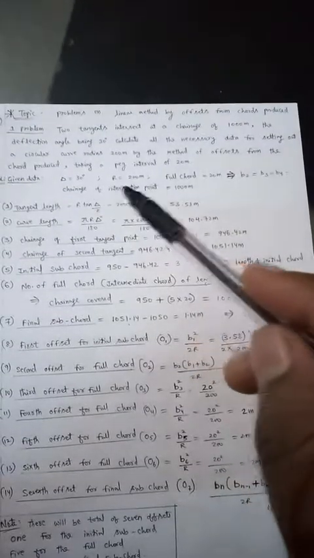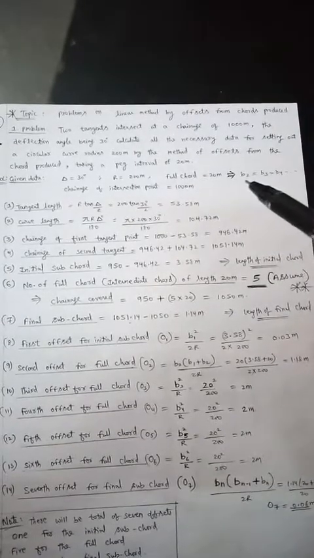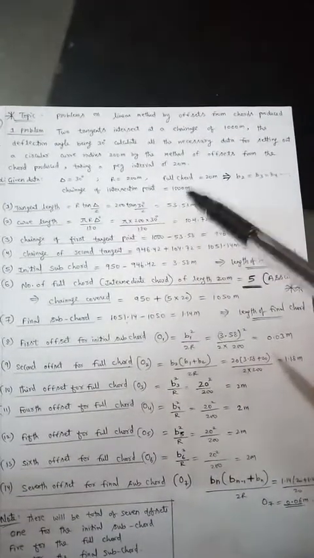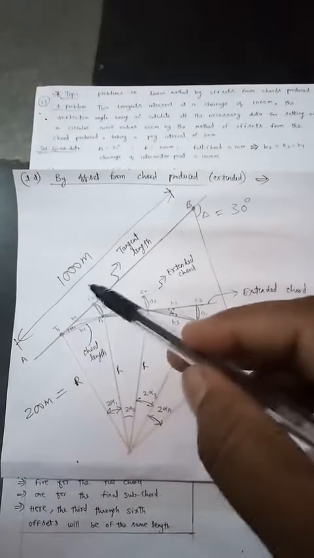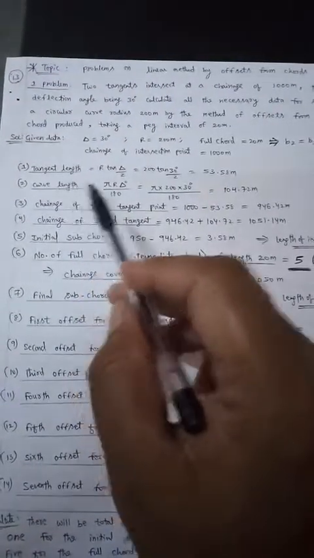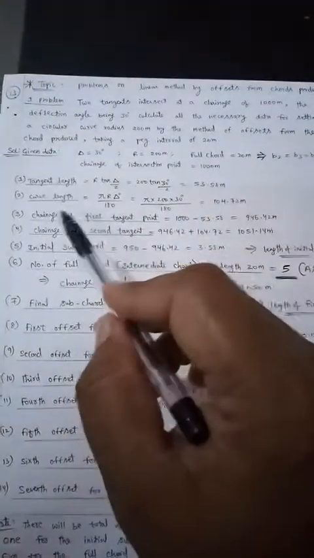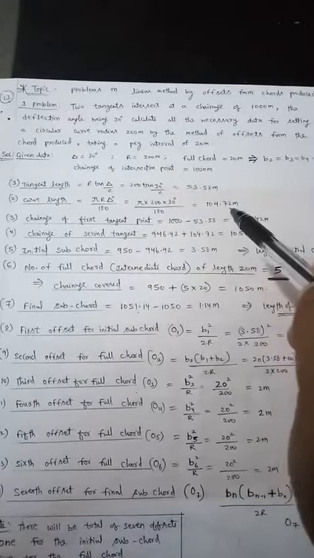Delta equals 30 degrees, R equals 200 meters, full chords equal 20 meters, that is the B2, B3 lengths here. The chainage of the point of intersection is 1000 meters. Its radius is 200 meters and the deflection angle is 30 degrees. Now we calculate the first step, the tangent length. This is the formula. By substituting the above values we get 53.58. Now the curve length, pi R delta by 180. Solving, we get 104.72 meters.